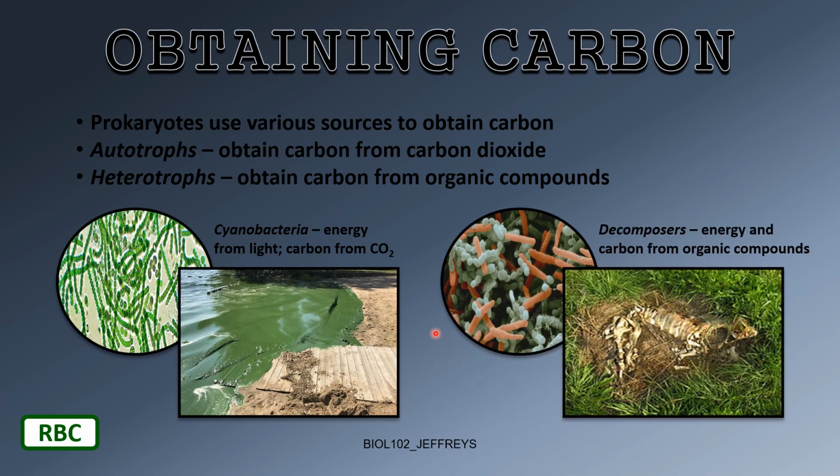And on the heterotrophic side, here you see a mixture of gram-positive and gram-negative bacteria. These are decomposers. They obtain both their energy and their carbon from organic compounds. This is just a rotting carcass of some animal, and so these decomposing bacteria come in here, break this organic material down, and absorb their carbon from there.